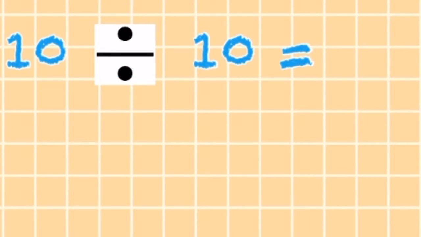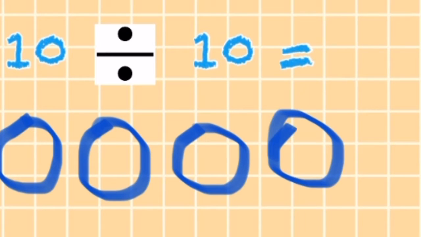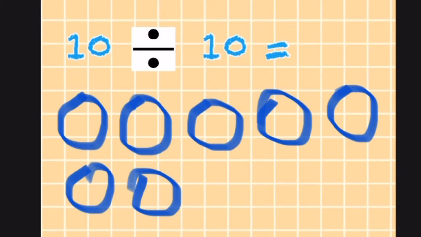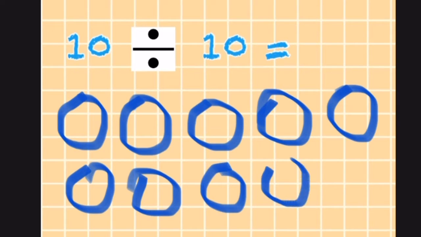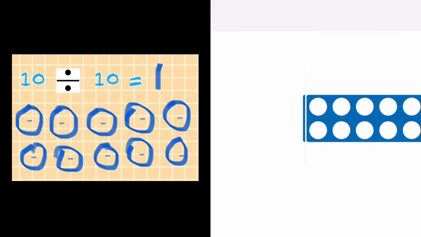Well, thinking about the last few lessons that we've done together, I could draw my 10 circles. So I know I've started with 10 and I'm dividing or sharing into 10 equal groups. So I could draw my 10 equal groups. I know that I've started with 10, so I share them out. 1, 2, 3, 4, 5, 6, 7, 8, 9, 10. I can see in each group I've got 1, so I know the answer is 1.